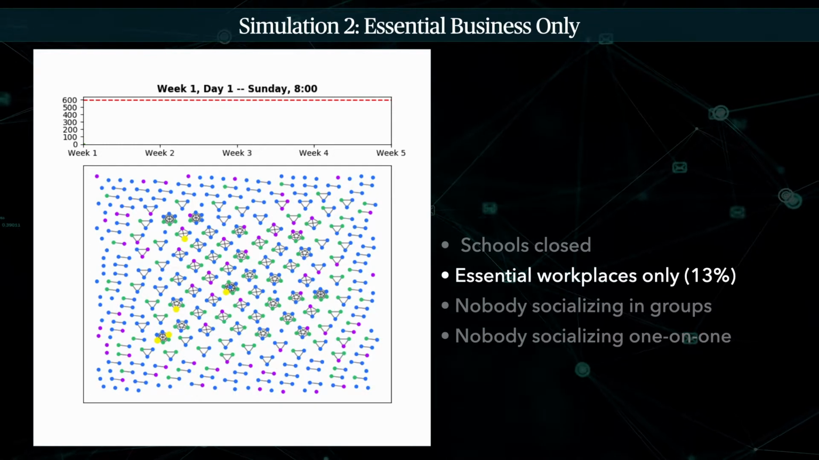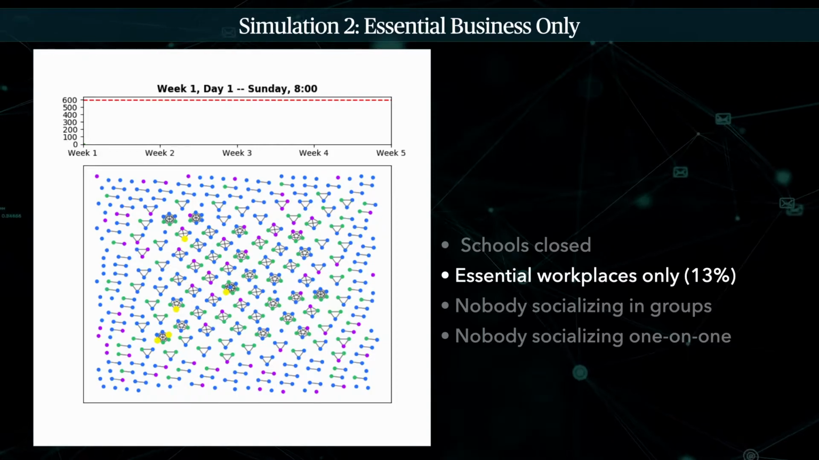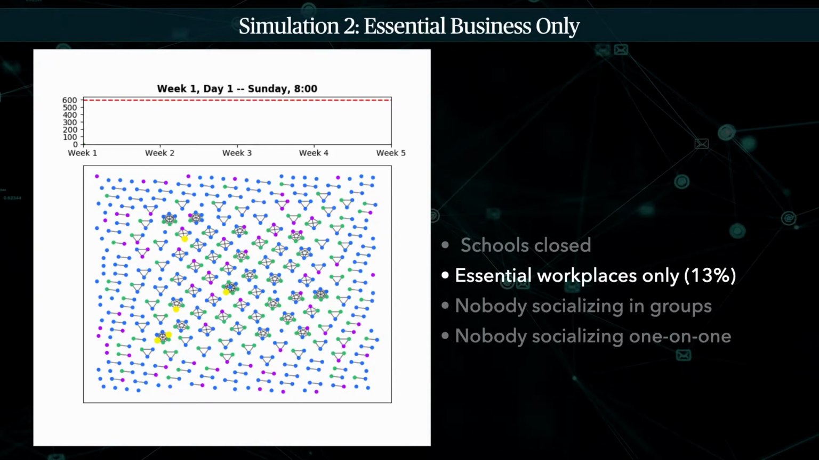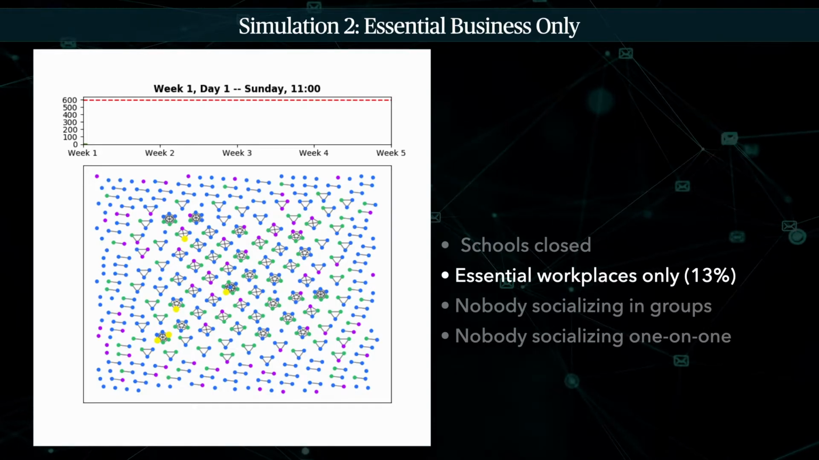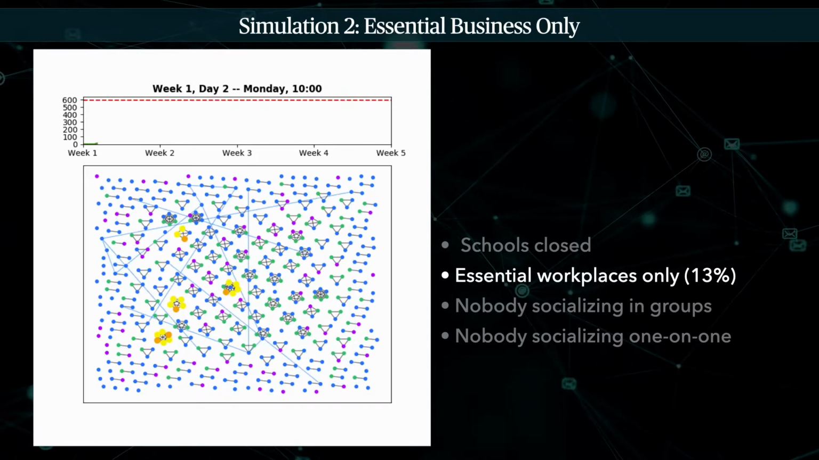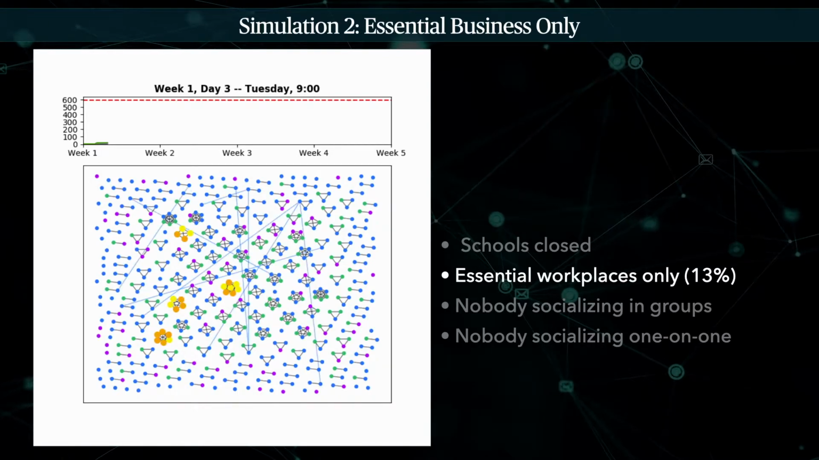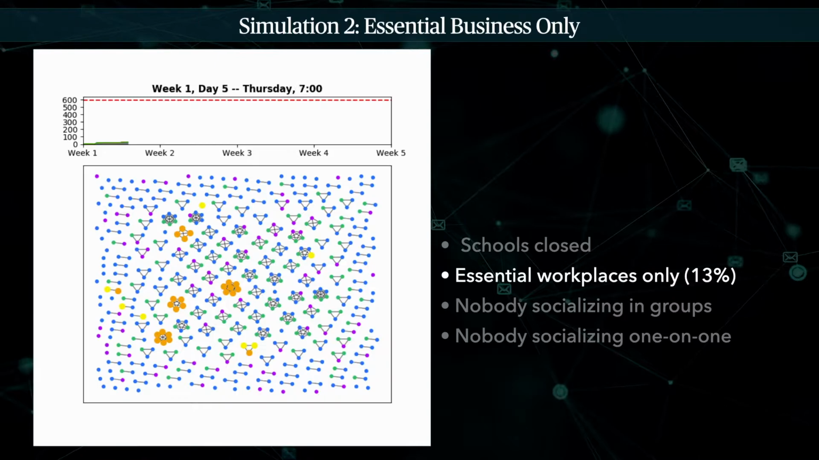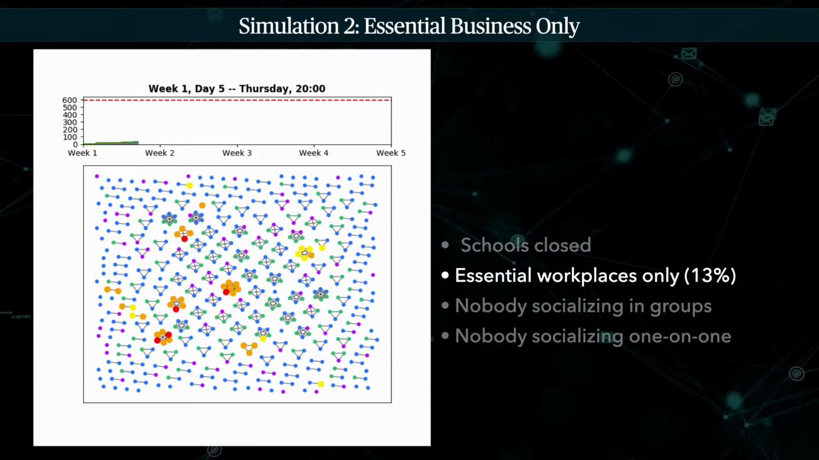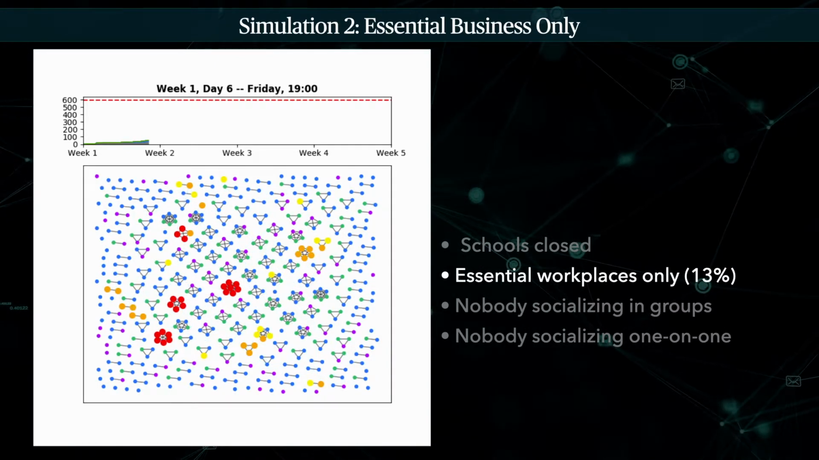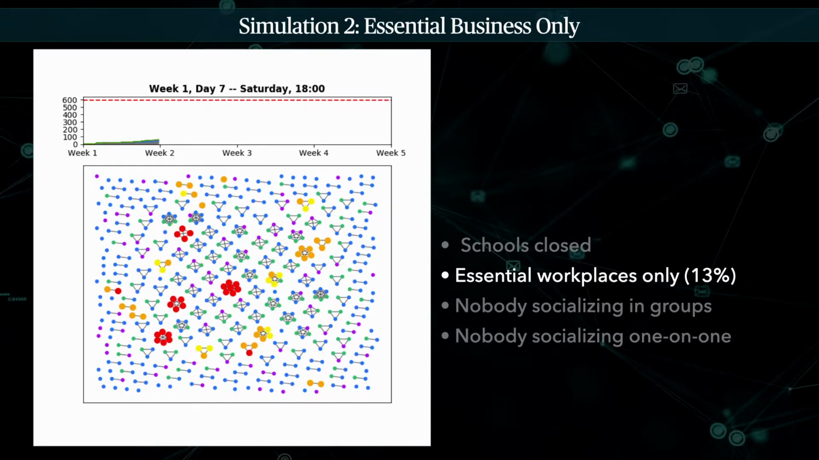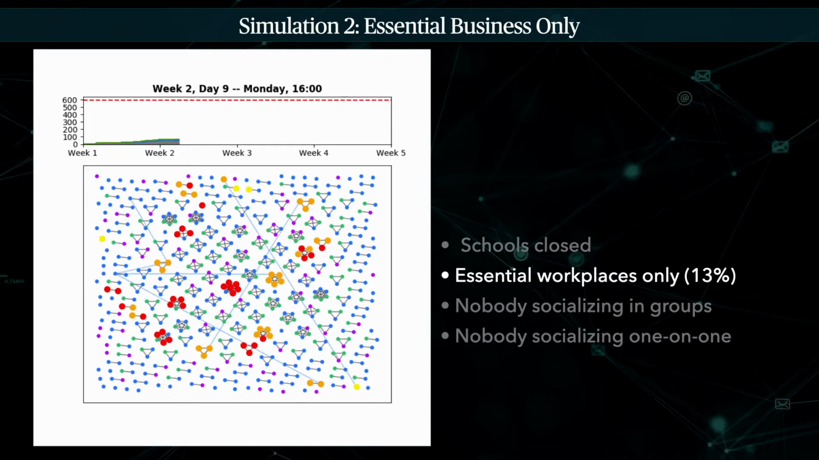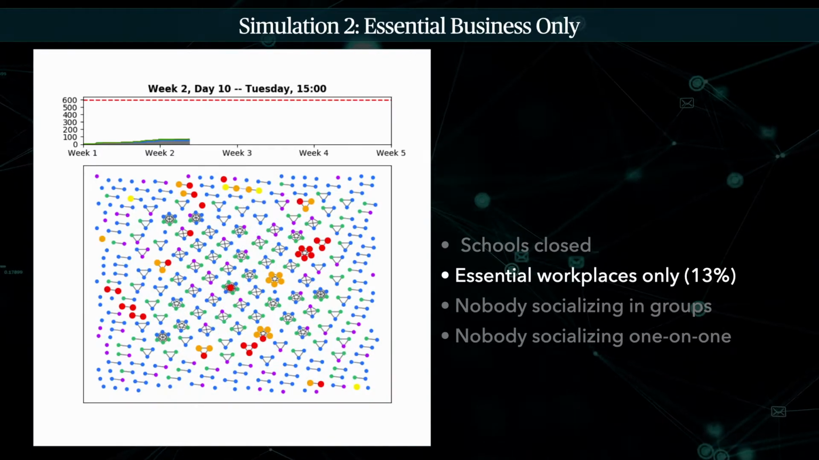Now, from the worst case scenario to the best case. Schools closed, only essential businesses are open, and no one is socializing. Unlike in the first simulation, where the cases spread incredibly quickly, here the infection smolders among the community.